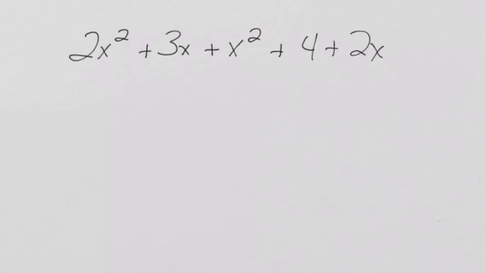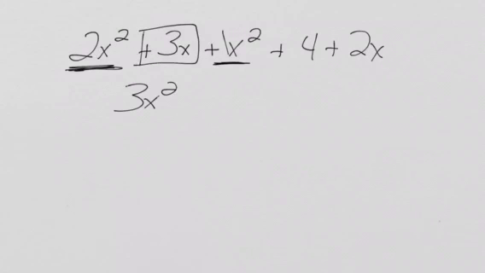Let's go to the next one. Hey, wait a minute, there's some x squareds in here. Well, just so you know, x squareds are different than x's. So right now we have 2x squared, and then this is just 1x squared. So that's a total of 3x squareds.